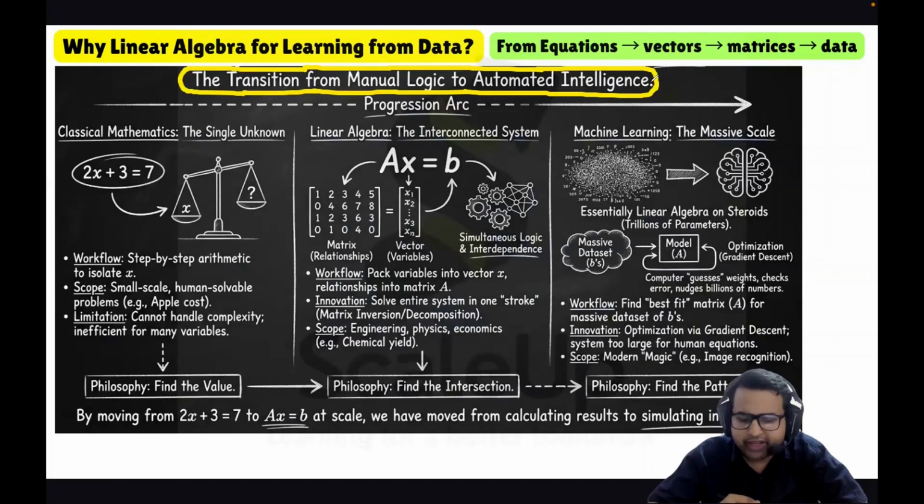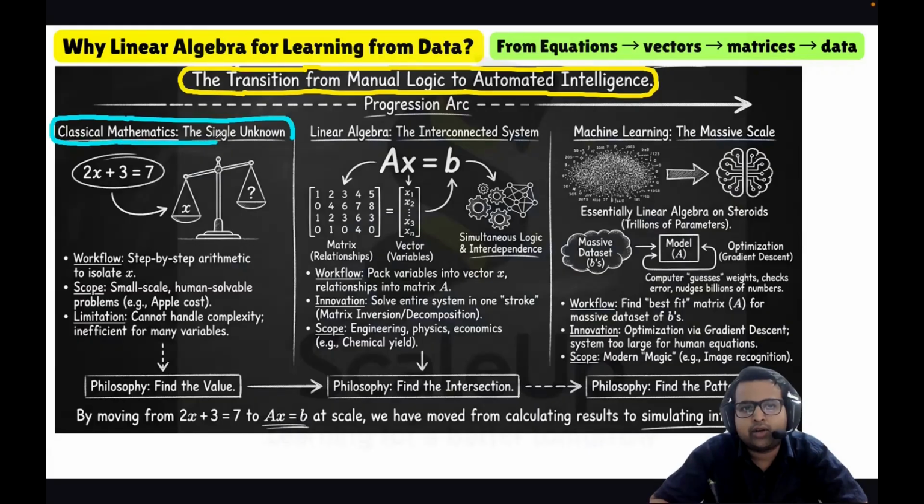As the number of variables grows, we stop focusing on the answer and start focusing on the system. Classical mathematics was all about identifying or analyzing the single unknown. In classical algebra, the focus is on isolation. You have one scale, one balance, and one missing weight.